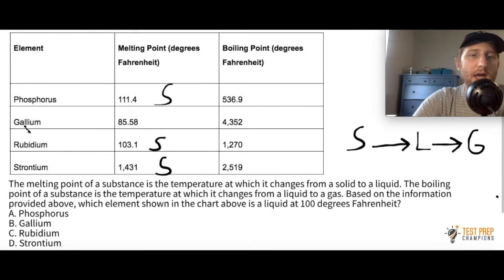So now we look at gallium right here, and so at 85.58 degrees, gallium will transition from a solid to a liquid, so therefore at 100 degrees, gallium is going to be our liquid. So B is the correct answer here.